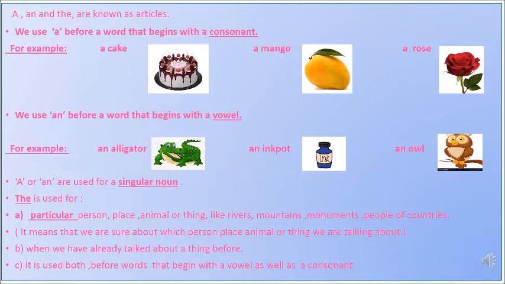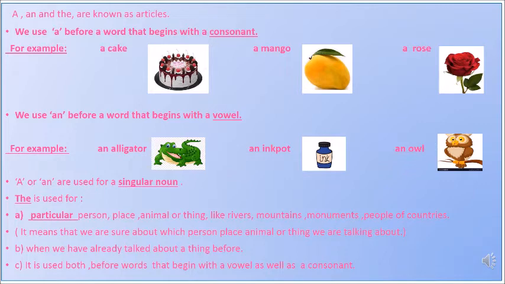Next is ink pot. I-N-K-P-O-T. I is again a vowel, so we will write an ink pot. Owl. Such a cute little owl sitting on a tree, isn't it? And what is the spelling of this cute little animal? O-W-L. The first letter of the spelling of owl starts with O, and O is a vowel. So again we will write an owl.